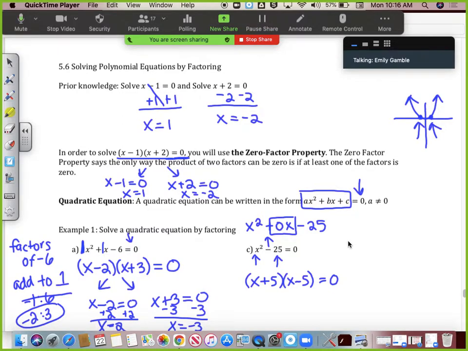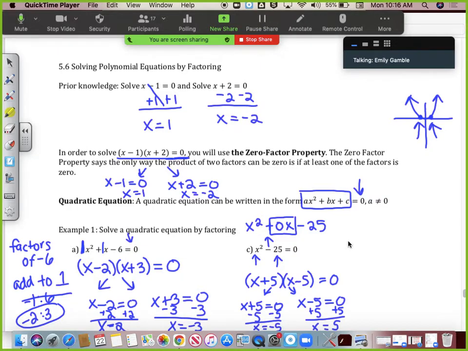Once you have it factored, the next thing you're going to do, and the last thing, is set both of these little equations equal to 0. So we have x plus 5 equals 0 and x minus 5 equals 0. We'll solve these both. In this case, for this one I'll subtract 5 from both sides. I'm going to get one of the answers is equal to negative 5. In this one we add 5. So the other answer I'll get is x equals 5.